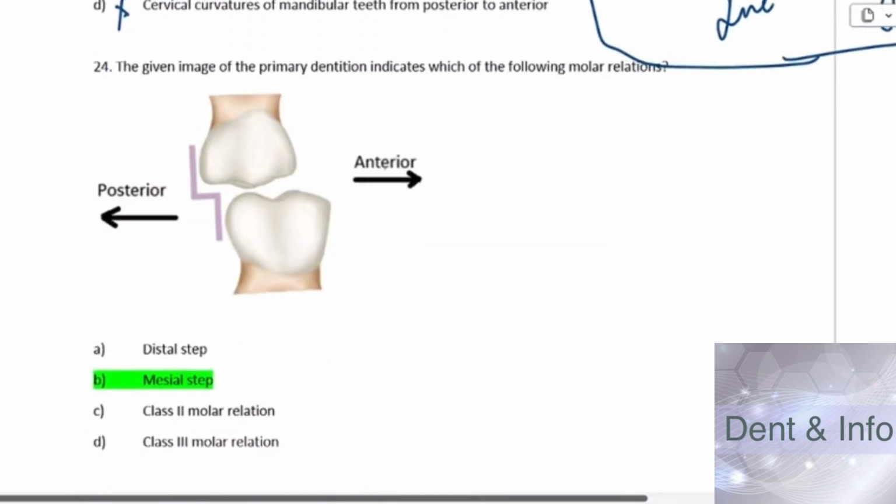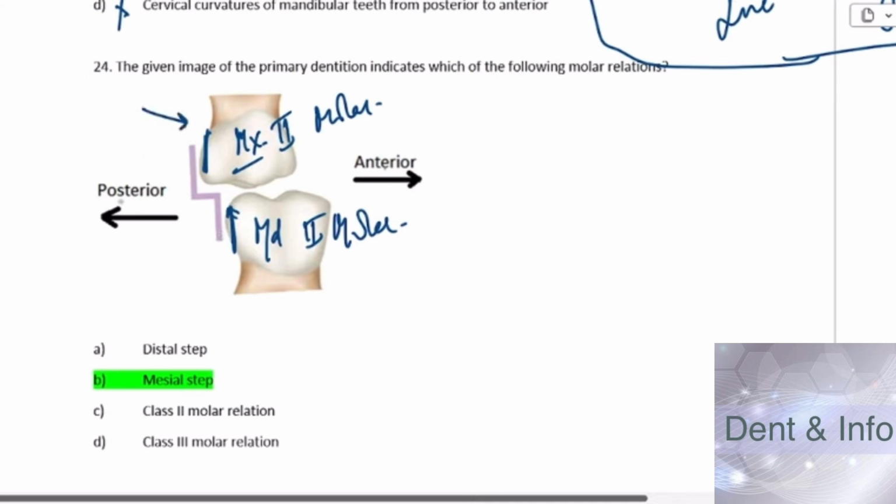Next is: the given image of the primary dentition indicates which of the following molar relations. Now always when they ask the molar relations in deciduous teeth, we know that we do it in terms of terminal planes. Although the distal surface of the maxillary second molar is used as the reference, the names, whether mesial terminal plane or distal terminal plane, are based on the position of the distal surface of the mandibular second molar. So here the distal surface of the mandibular second molar is placed more mesially with respect to the distal surface of the maxillary second molar.